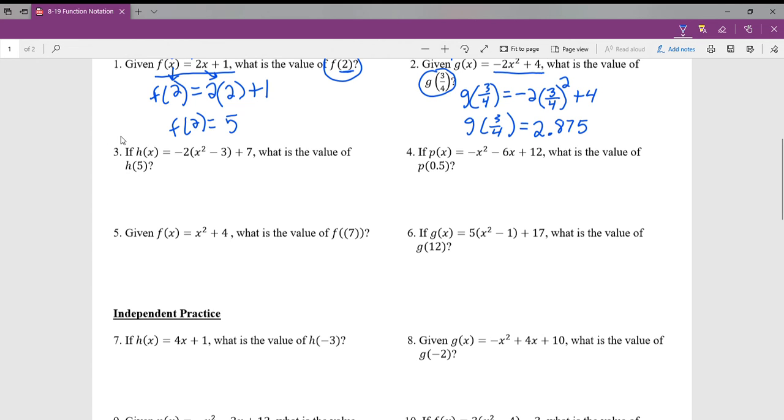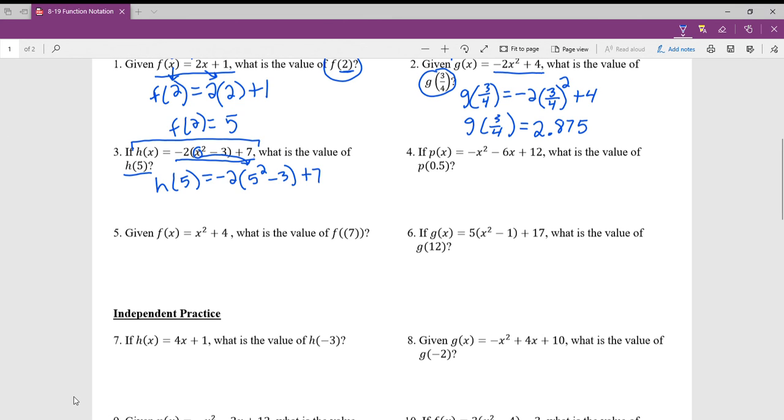So 3, again, I'm using h of x, but nothing changes. I just want to look at this equation. And I changed x to be 5 right here. So h of 5 now is going to be equal to negative 2, parentheses. Again, instead of that x, I'm going to change it to be 5 squared. And then everything else stays the same, minus 3 plus 7. So once again, this equation right here, all I did was rewrite it, but I changed x to be 5.